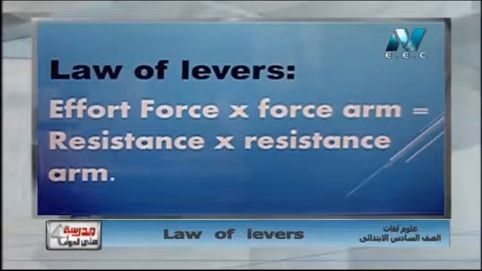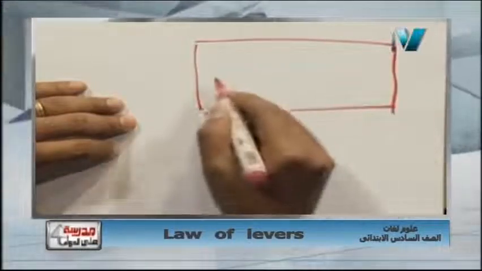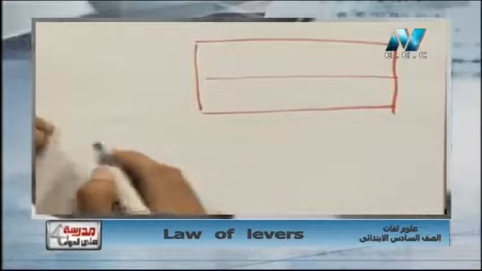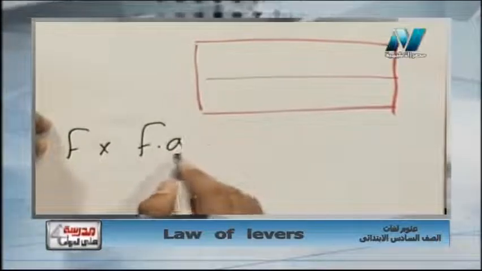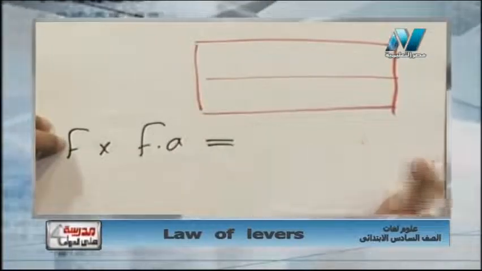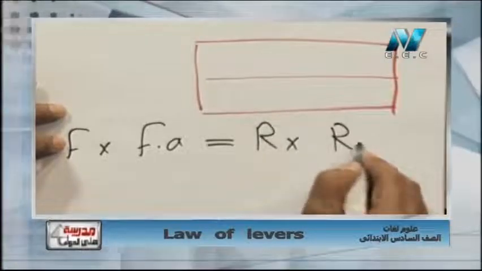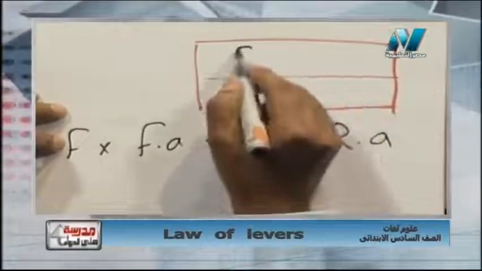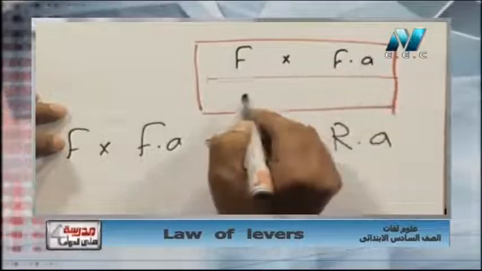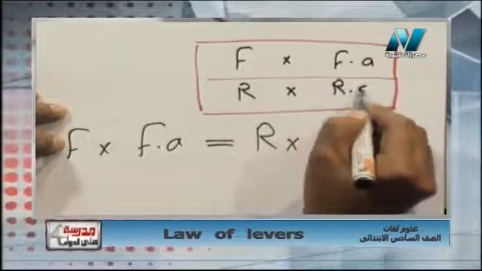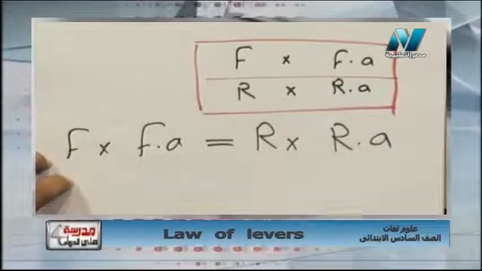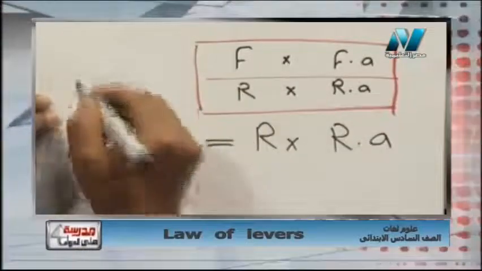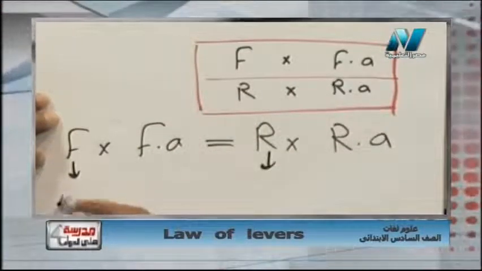So now, according to the questions in the exam, it's a good way to answer the question. I have, as I told you, my dear student, two sides. First one is force times force arm, F dot A means force arm, abbreviation, equal the other side, resistance times resistance arm. So I can put them here in this magic square. F times F dot A equal resistance times R dot A. We have four givens, four values, but you have to notice that force and resistance must be in Newton.